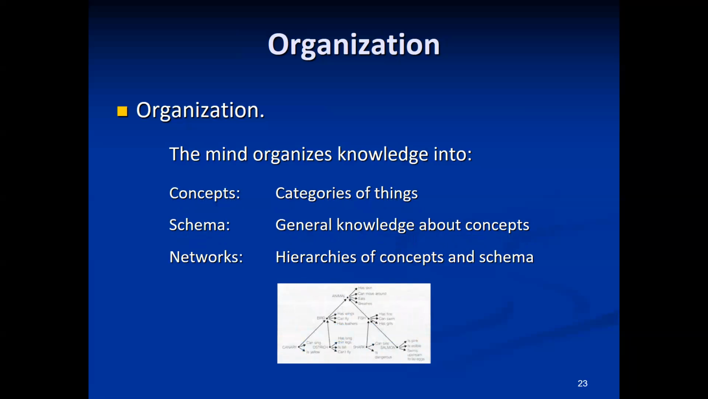The mind arranges concepts into networks. Networks are hierarchies of concepts with their associated schema. For example, a large concept, such as animals, might be subdivided into smaller categories, such as bird, fish, and mammals, and a smaller category, such as mammals, might be subdivided into even smaller categories, such as dogs, cats, horses, and cows.